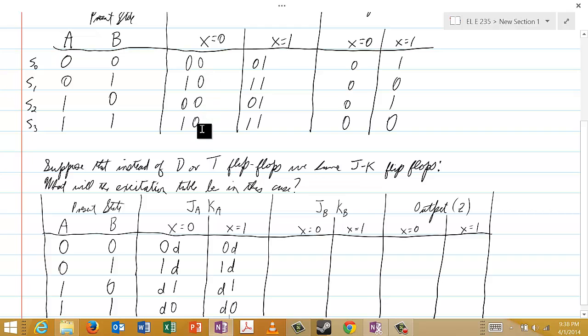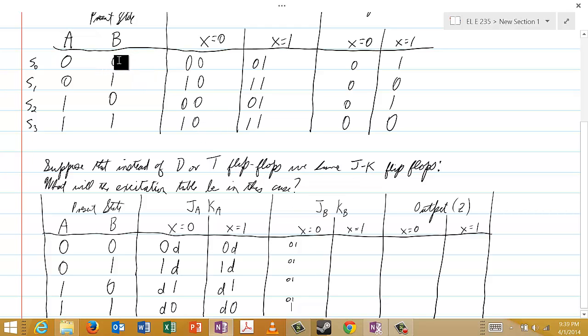So that means, remember that for a JK flip-flop, if J is 0 and K is 1, that means regardless of the present value of the output, the next value of the output will be 0. So therefore, 0, 1 is one possibility for J and K in each one of these cases. But it's not going to be the only possibility. So now we need to go back and look for the other possibilities.